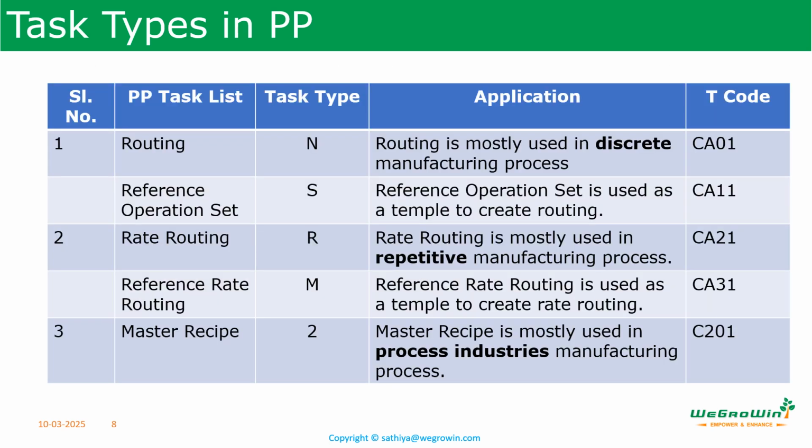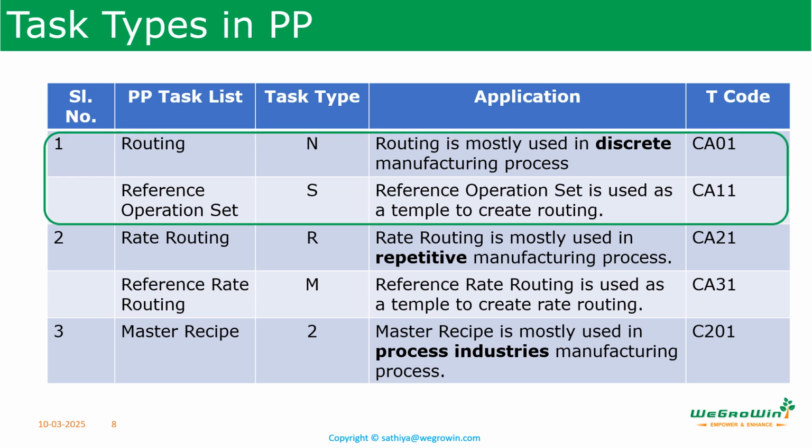For each production type, there will be different routings used. For discrete manufacturing, standard routing is used. These are created with the transaction CA01. The task type is used as N. What is task type and how to use them, we will discuss in the next lesson. And then reference operation sets is a reference routing which is created so that it can be referred to create the routing common for multiple materials. Right? So this is the base how that reference operation set will be used.